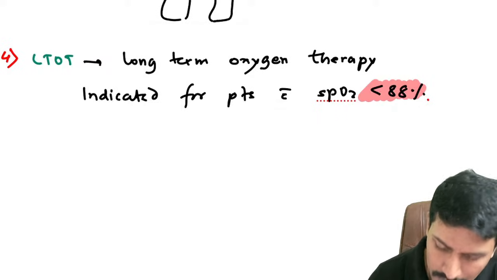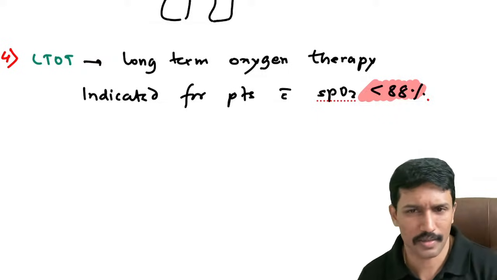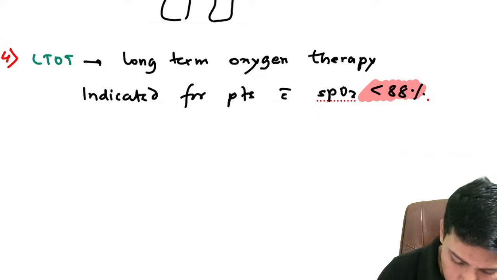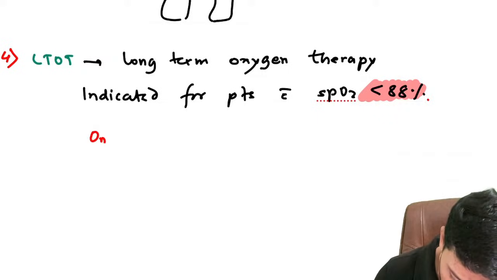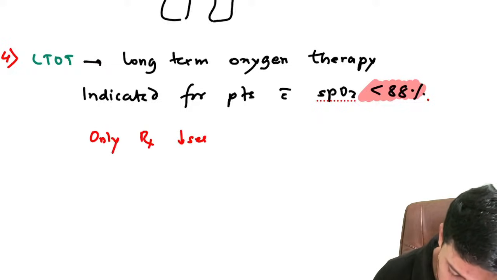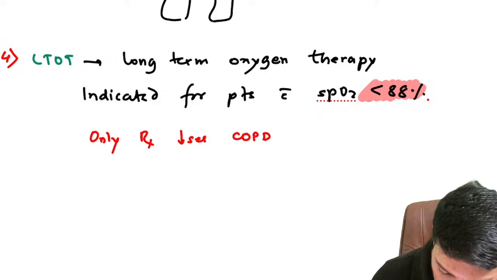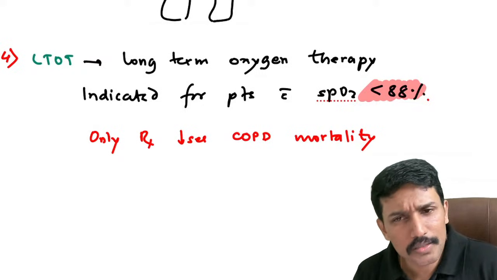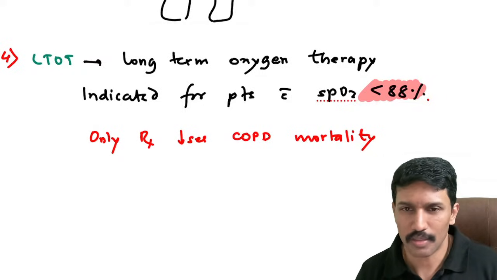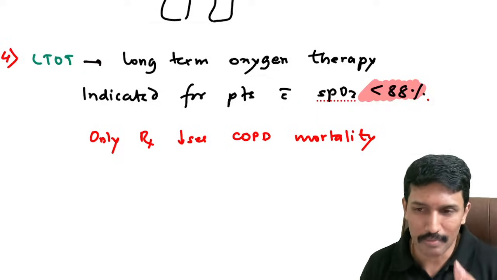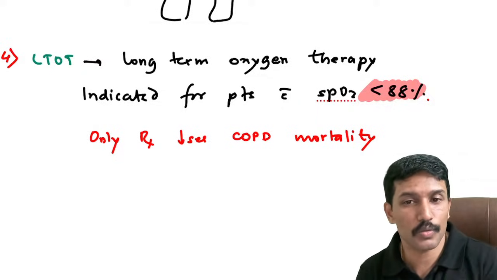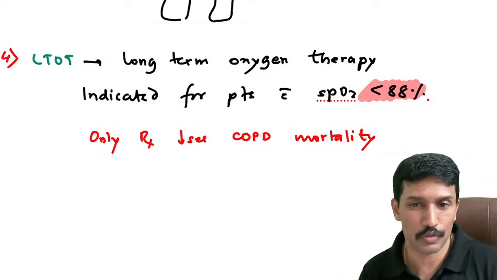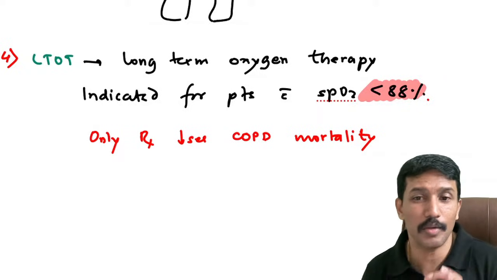There are more finer indications not required in a written exam, just mention less than 88%. And it is the only treatment that decreases COPD mortality. Means your LAMA, LABA, vaccinations, they make the patient's life better. Exacerbation comes down, symptoms improve, they become a little more comfortable, but it does not reduce the risk of death. The death can happen because of cor pulmonale, and this is the only treatment that prevents it.